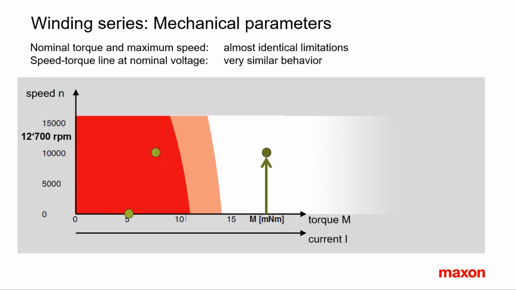Here is a graphical representation of the findings of the previous slide. The operating range diagram of one winding can stand for the full winding series. The speed-torque lines lie in a narrow band and start at similar no-load speed. This is how the nominal voltage is assigned to each winding.